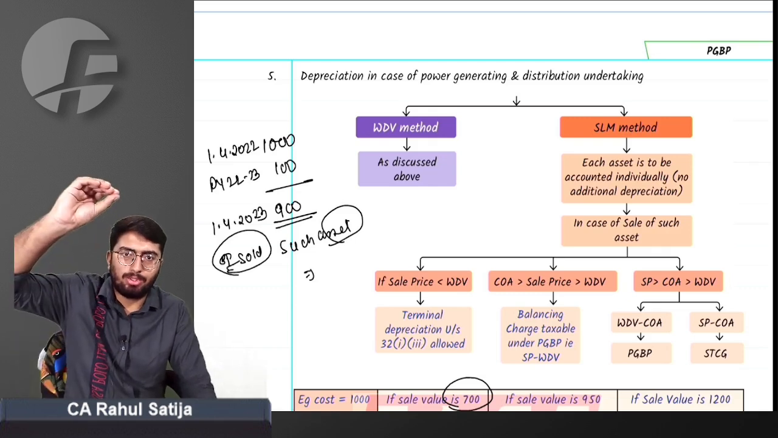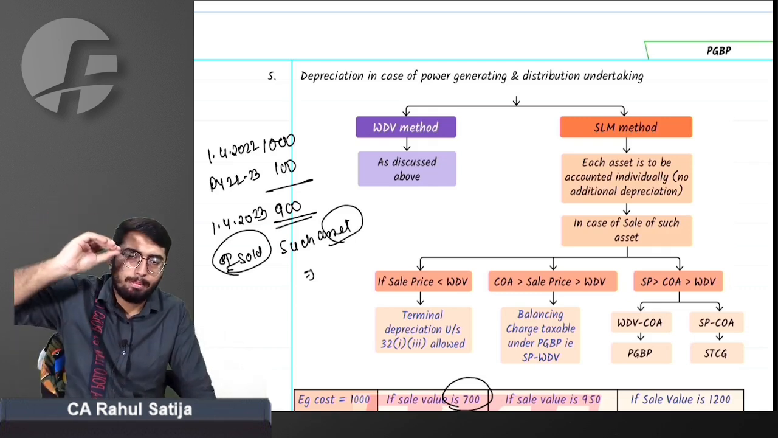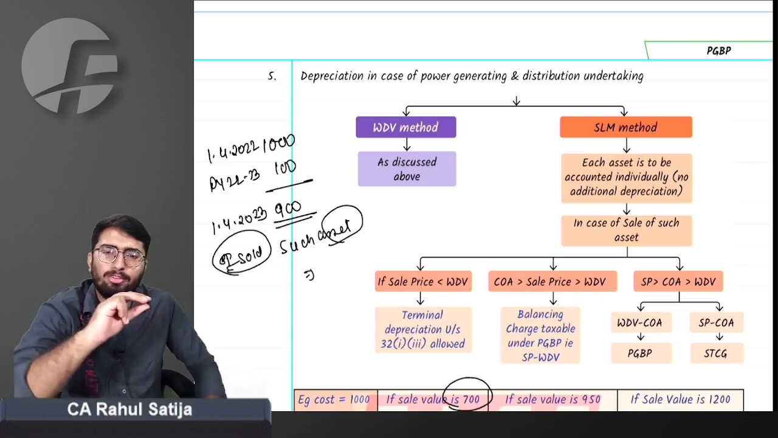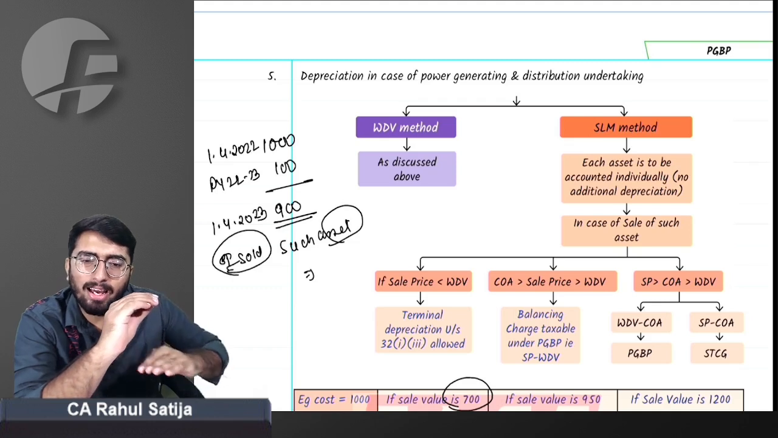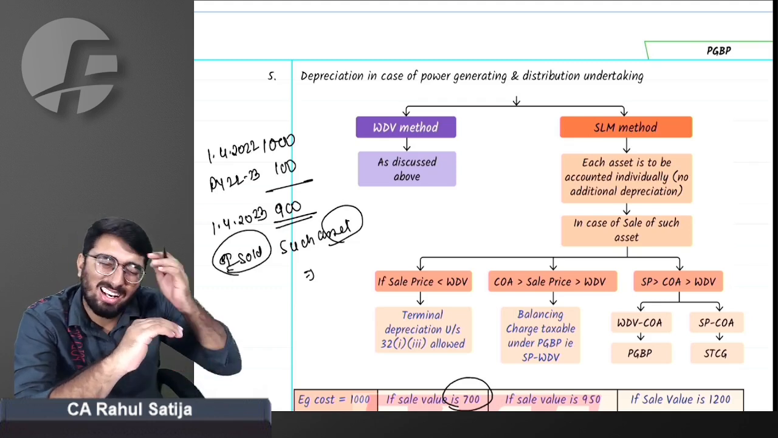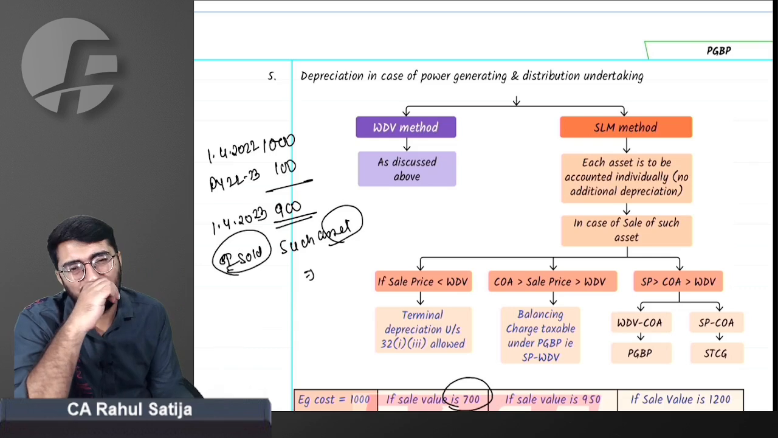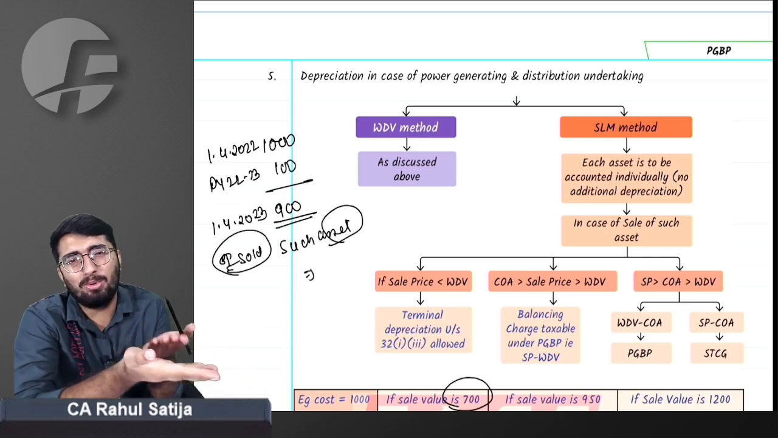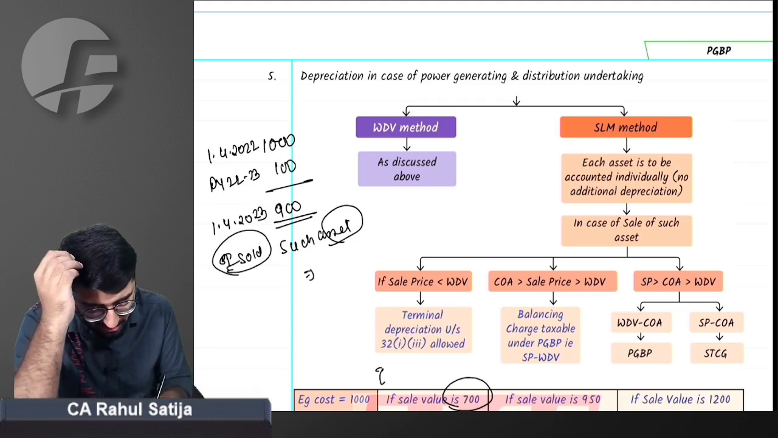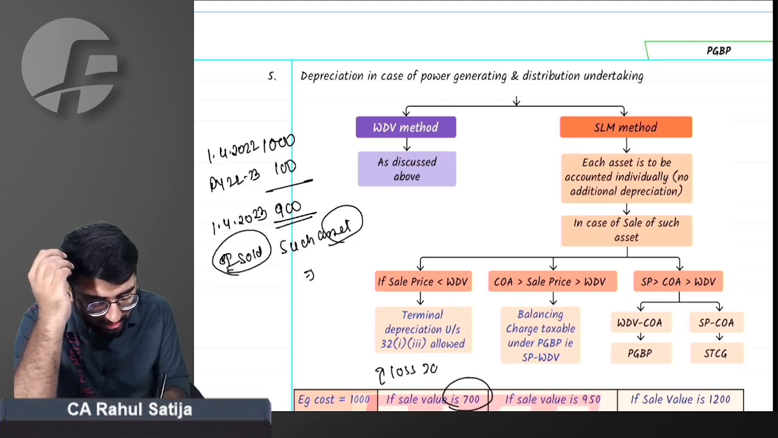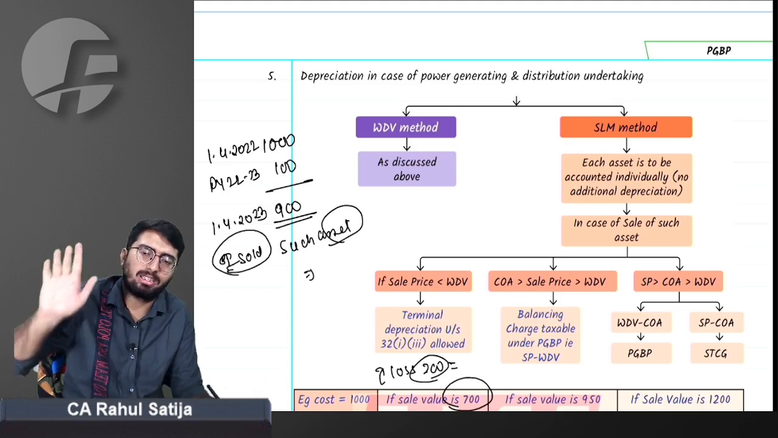Sir, my cost was 1000. My WDV was 900. So normally profit and loss is calculated from WDV. Sir, if my WDV is 900 and I am selling such asset at 700, I say I am making a loss of 200. Sir, can I say loss? Right answer is yes, sir. It will be a loss of 200 and it will be allowed. It will be an allowed expenditure.